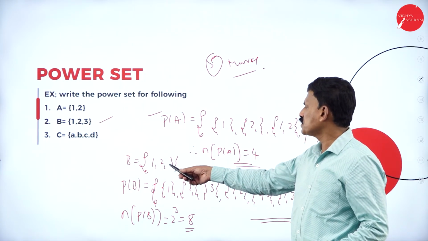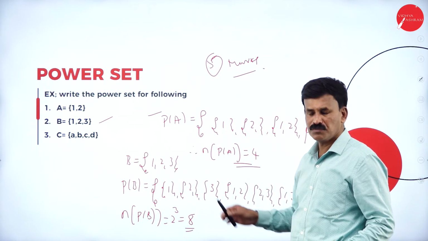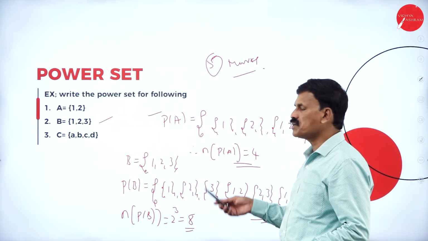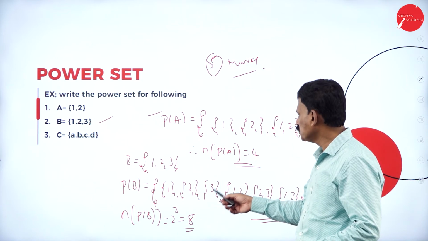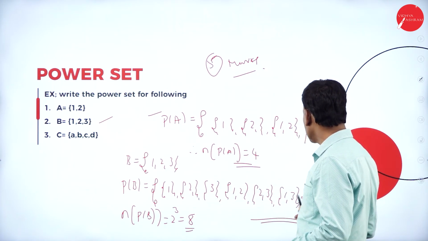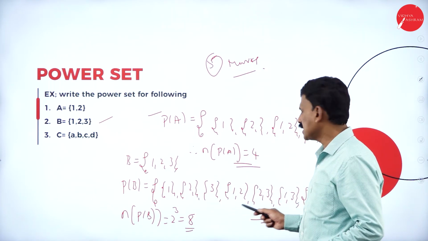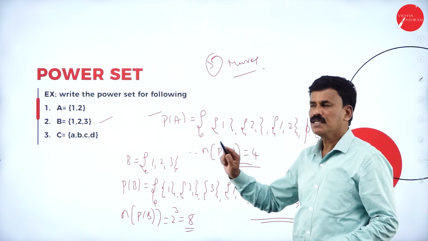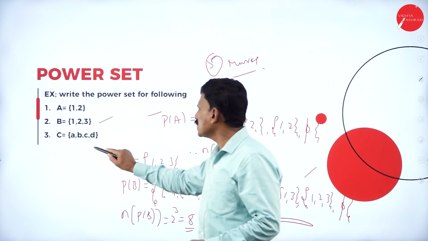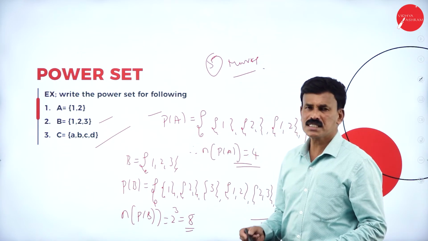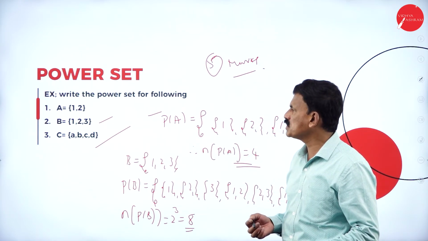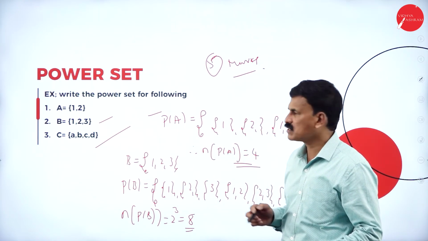So if B is equal to {1, 2, 3}, then the possible subsets are {1}, {2}, {3}, {1, 2}, {2, 3}, {1, 3}, {1, 2, 3} and a null set. Okay. Now let us consider this set C. C is equal to {A, B, C, D}. Write all the power set of this now.